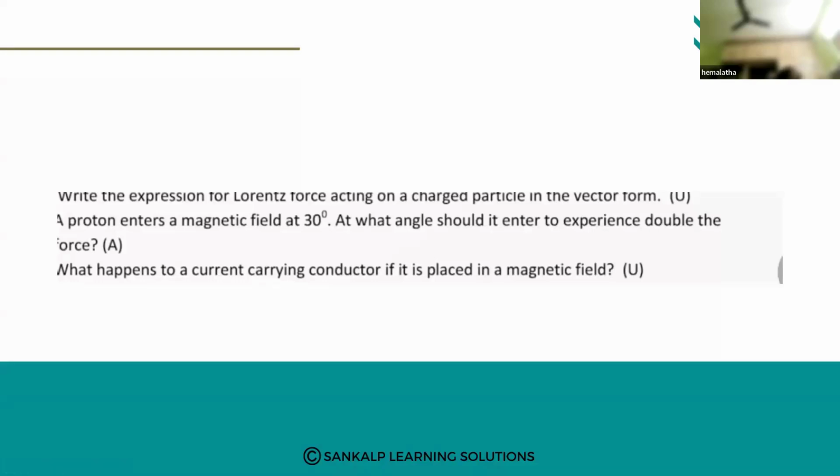A proton enters the magnetic field at 30 degrees. At what angle should it enter to experience double the force? The proton enters at 30 degrees.